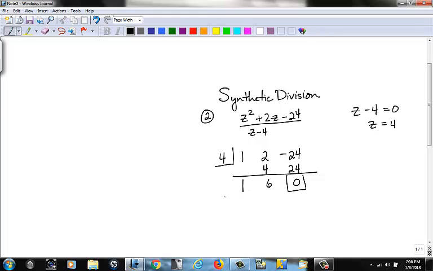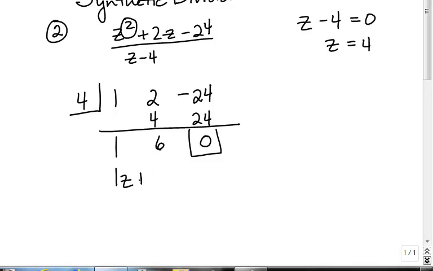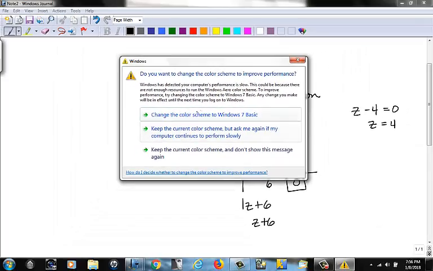Then you get the final answer by looking at this exponent, and you depress this exponent by 1. So it's actually 1z plus 6, and there's no remainder. So the answer is z plus 6. And if you remember, that was the answer up above. The main thing is that on synthetic, if they leave out a term, you have to put in a 0 term. In long division, you don't have to put in that 0 term, but in synthetic you do.